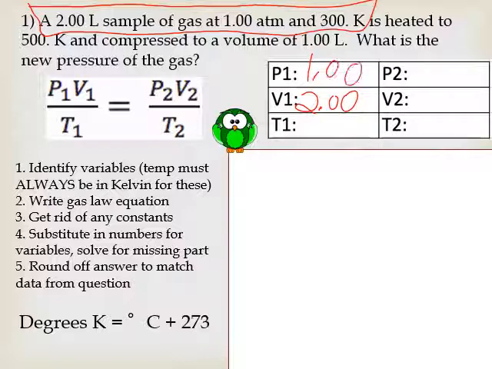You may see a question that's using kPa. It doesn't matter. Just go with whatever it is. You're never going to see a question where it mixes them. If it uses atmospheres, use atmospheres. If it uses kPa, use kPa. And it tells us it's at 300 Kelvin.